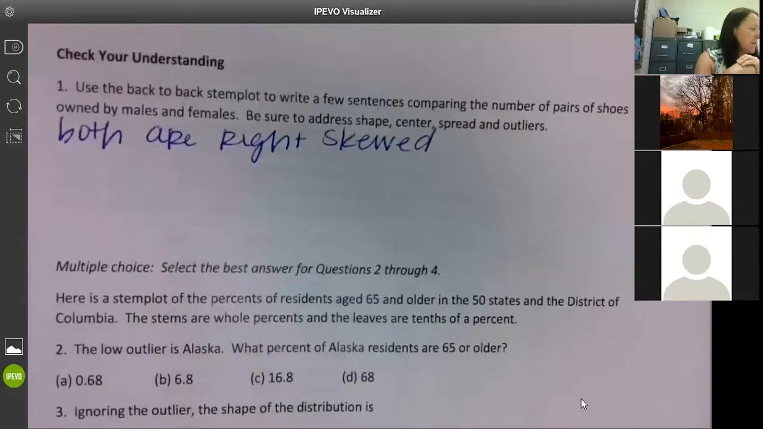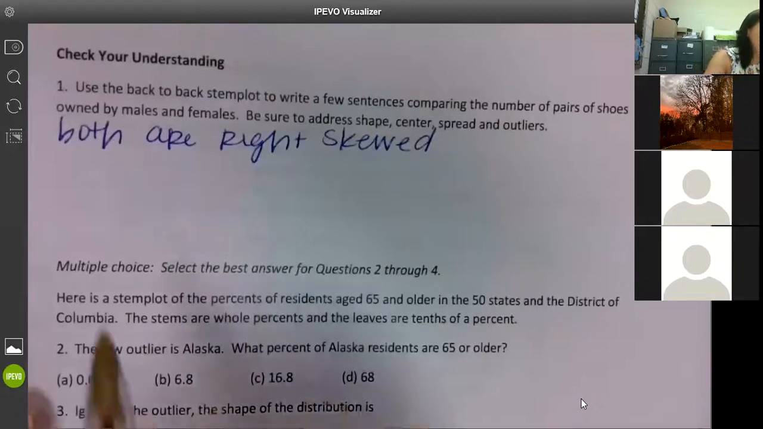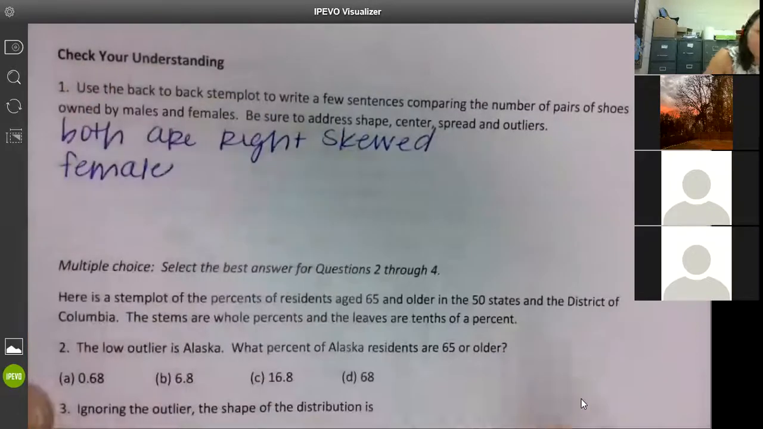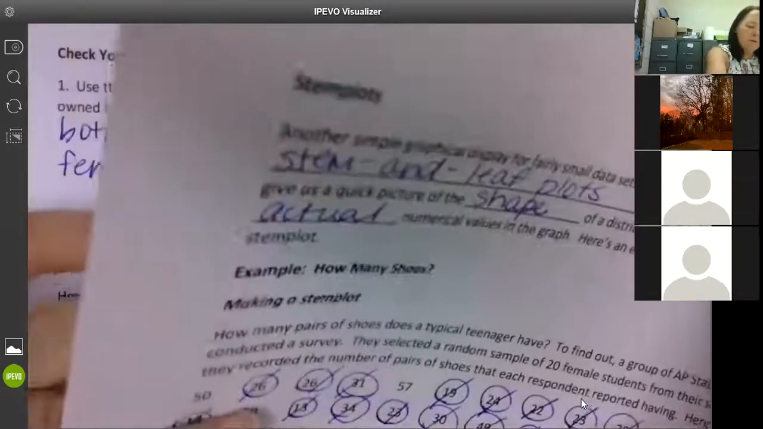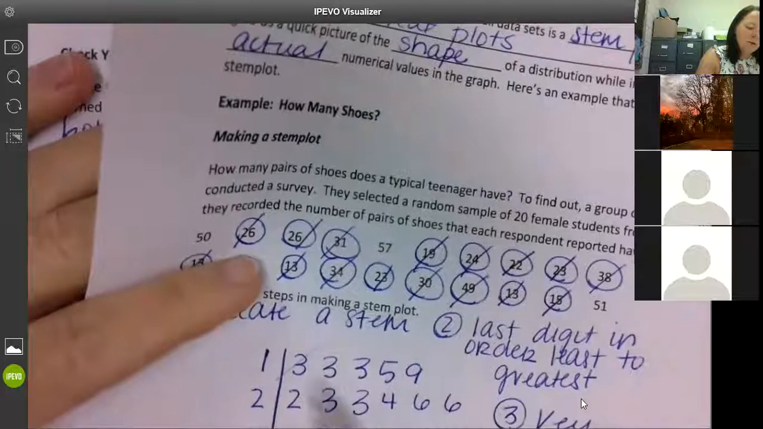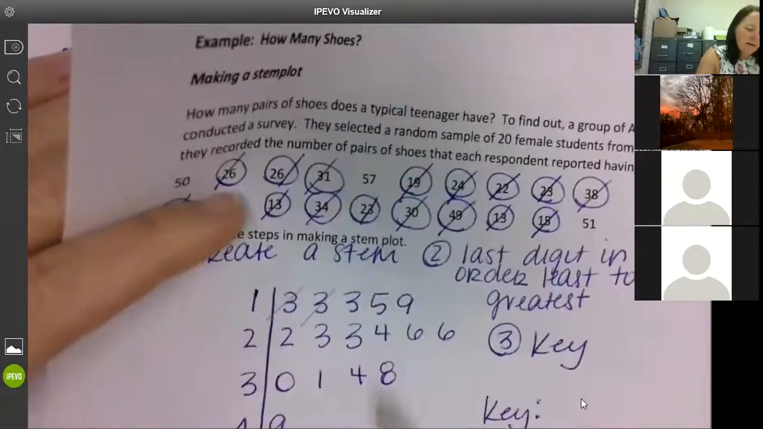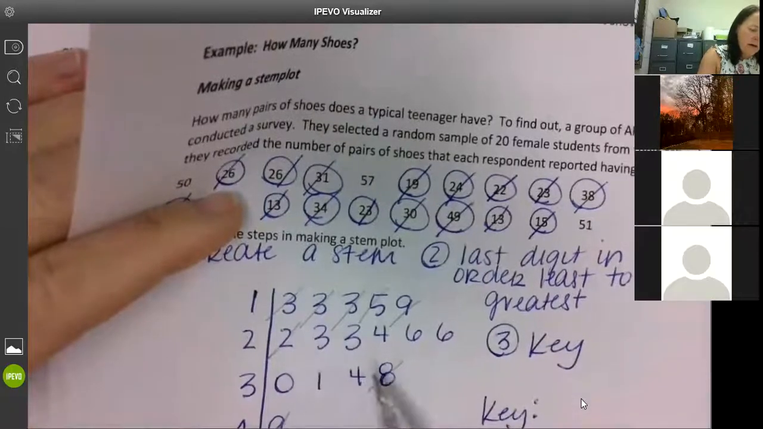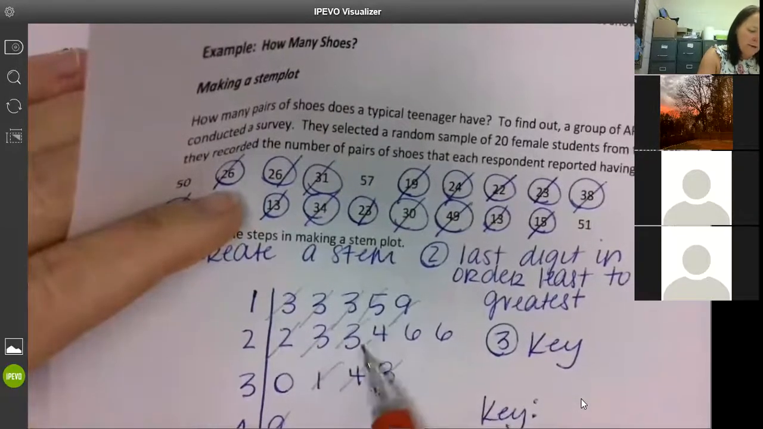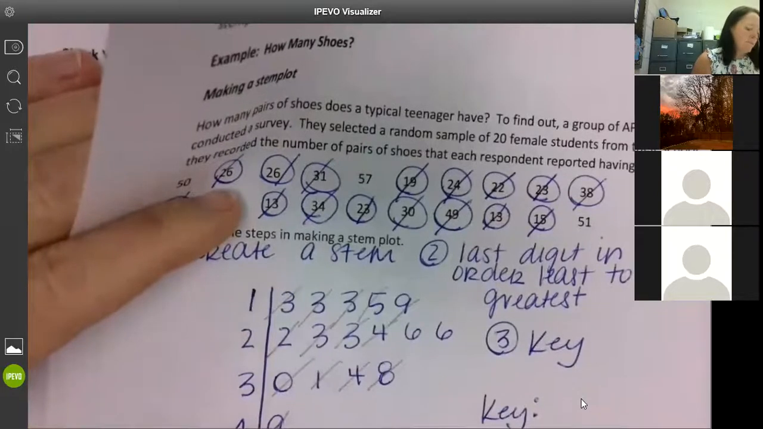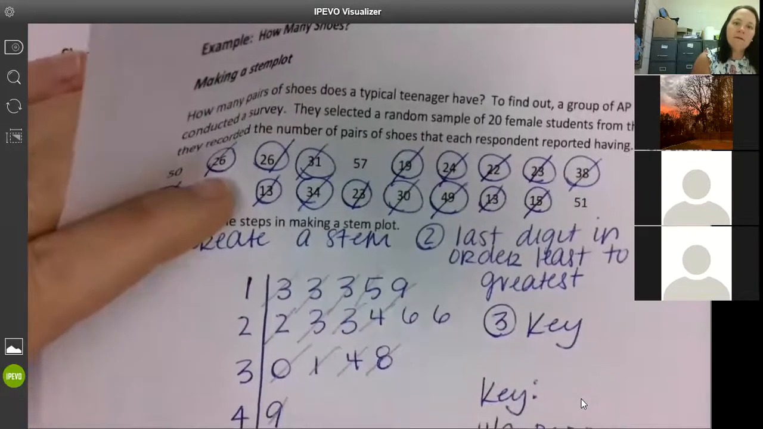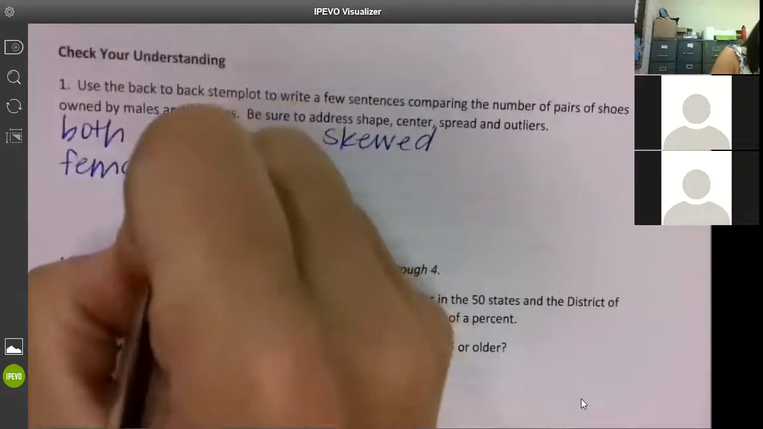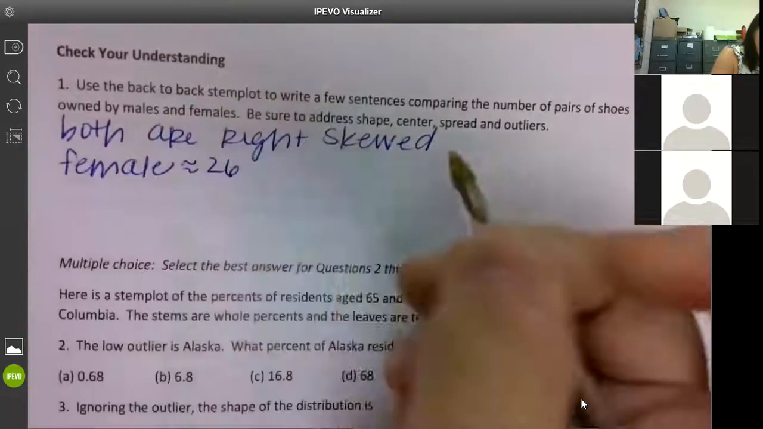So what do you think is going to be the female center? I showed you how to do lowest, highest, lowest, highest, low, high, low, high. What is it? 26. So the female is going to be approximately 26.